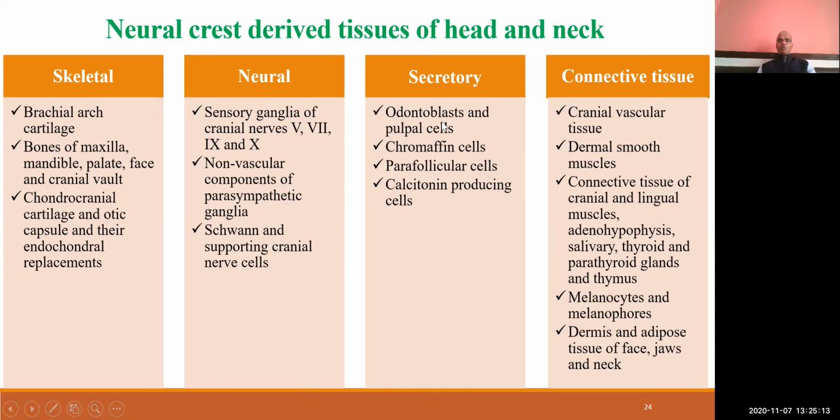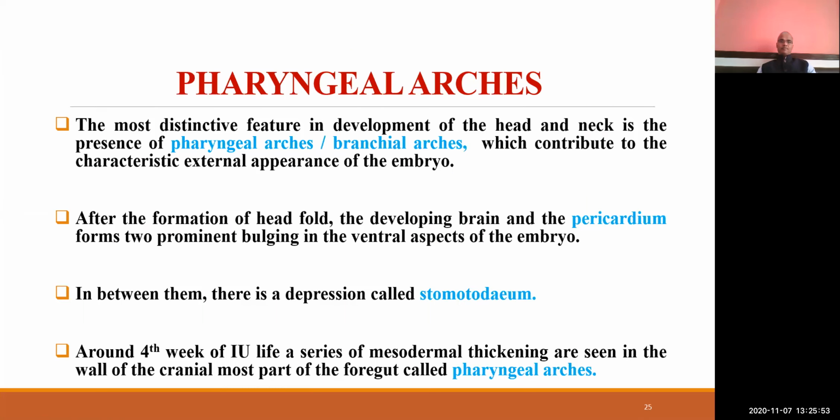Secretory components: odontoblasts, pulpal cells, chromaffin cells, parafollicular cells, calcitonin-producing cells. And connective tissues: cranial vascular tissue, dermal smooth muscle, connective tissue of cranial and lingual muscles, adenohypophysis, salivary and thyroid glands, parathyroid glands and thymus, and melanocytes and melanophores, dermis and adipose tissue of the face, jaw, and neck. So these are the neural crest cell derivatives in the head and neck region.